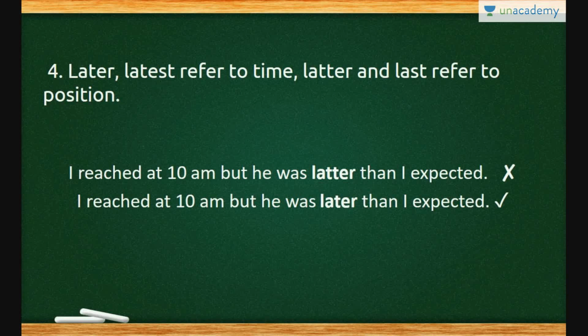Now, the next rule is later, latest refer to time, whereas latter and last refer to position. Now, you must have seen in a few sentences that they talk about the former and the latter. Now, latter means position. When in a sentence you're referring to two things, when you say latter, it refers to the second thing. Now, let's look at the examples. I reached at 10 a.m., but he was later than I expected. Now, this is not correct. It has to be later than I expected.